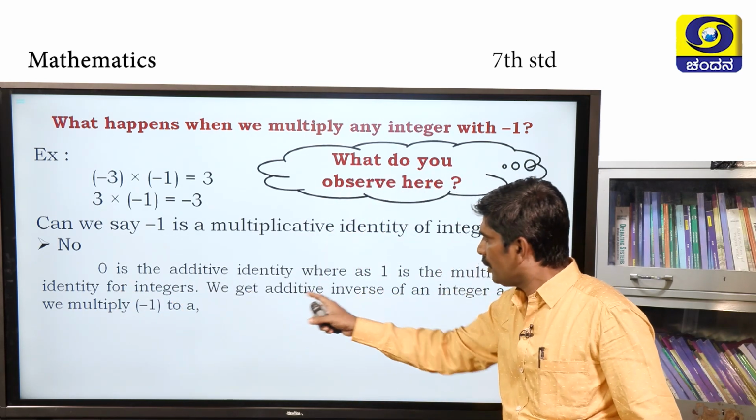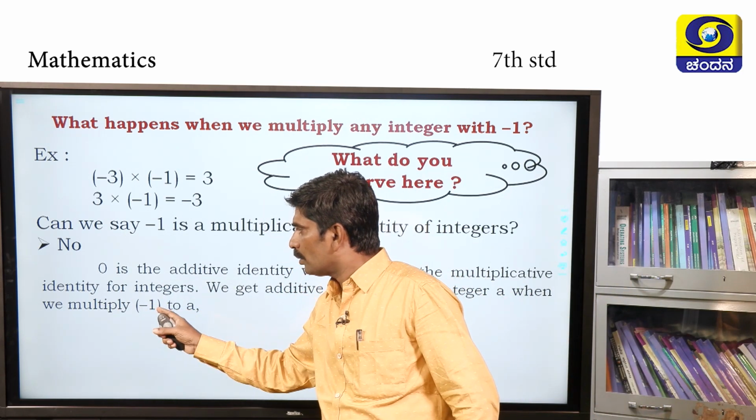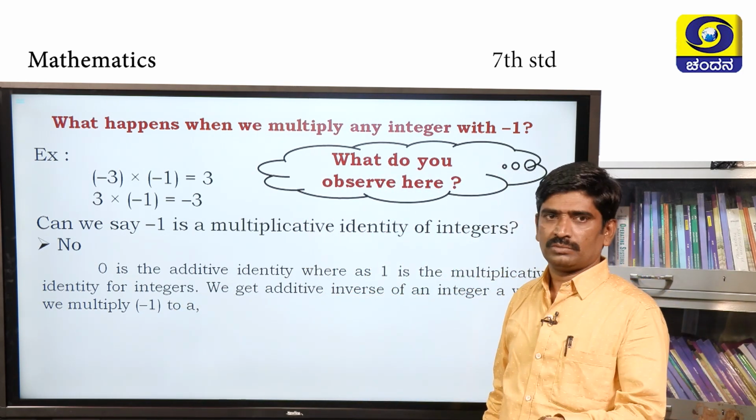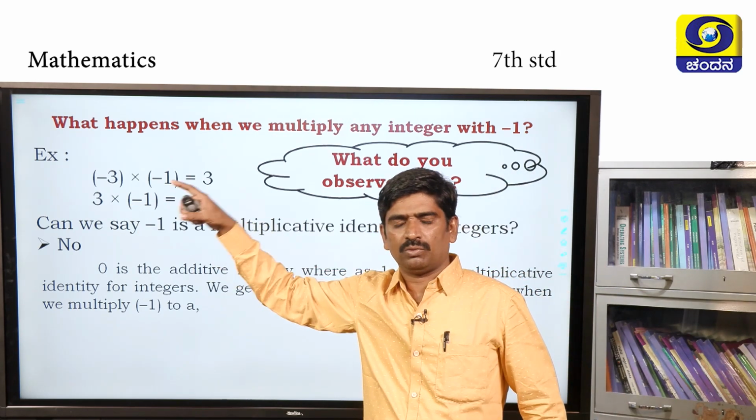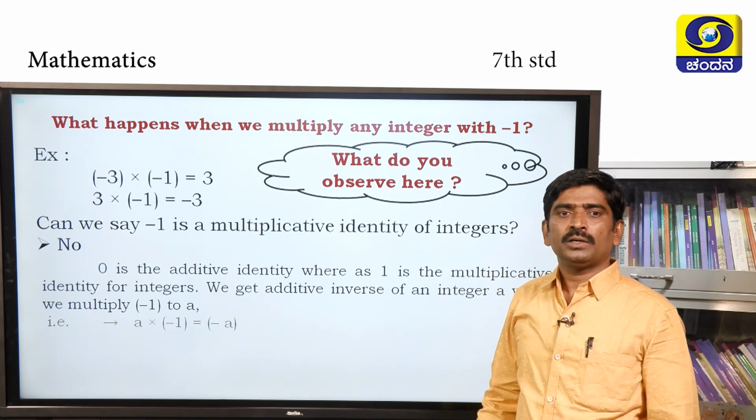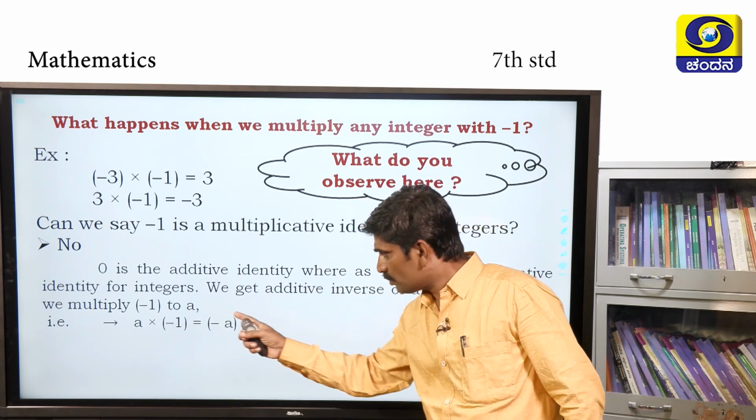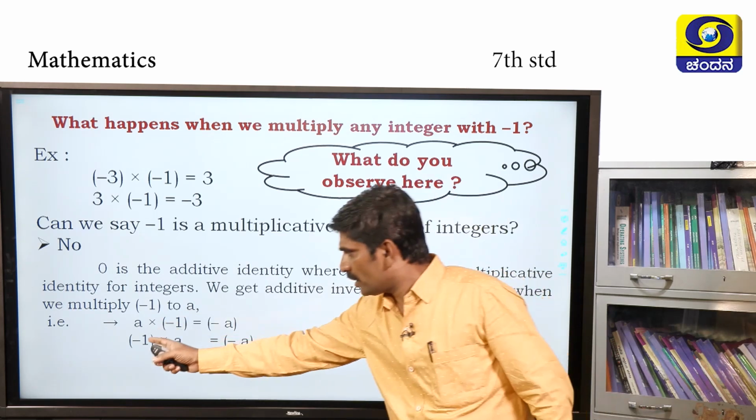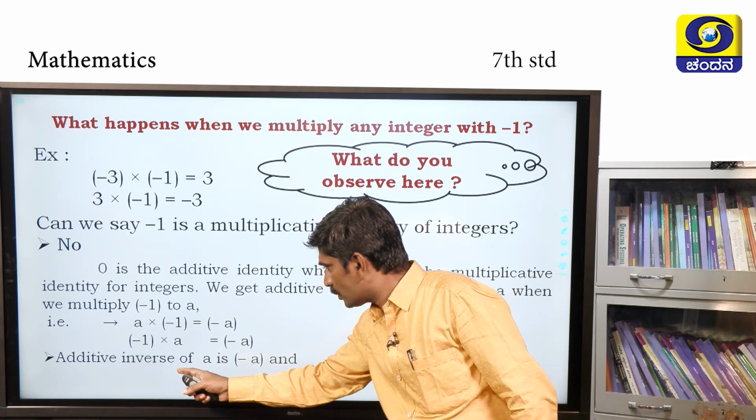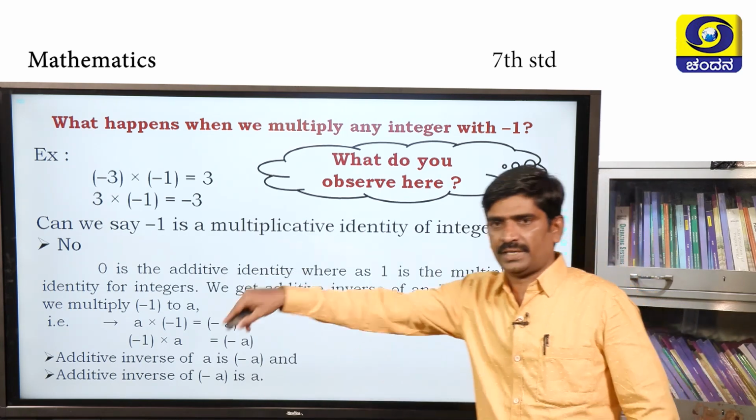We get the additive inverse of an integer when we multiply minus 1 to a. When we multiply minus 1 to an integer or a whole number, we get their inverse, not identity. Take one example: a into minus 1 is minus a. That means minus 1 into a is also minus a. The additive inverse of a is minus a. The additive inverse of minus a is plus a.